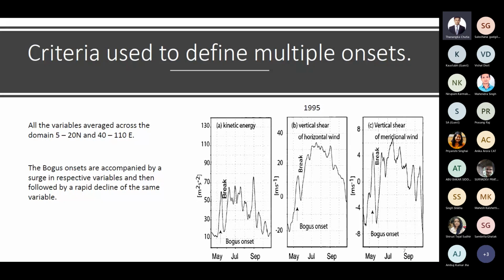is not much. So one thing that clearly sets apart whether something is a bogus onset or not is the sharp increase and then sharp decline in the parameters shown here, like kinetic energy, zonal wind shear, and meridional wind shear. So please keep this in mind. We will come back to it when we discuss 2022.